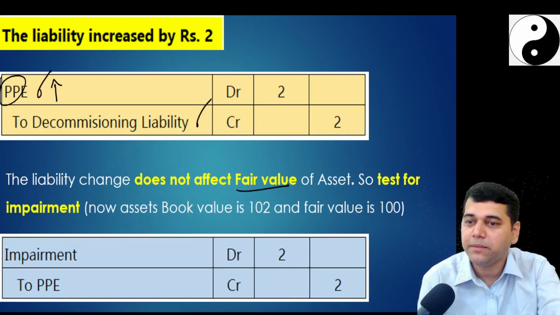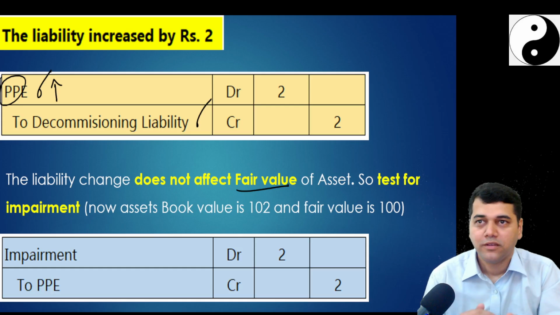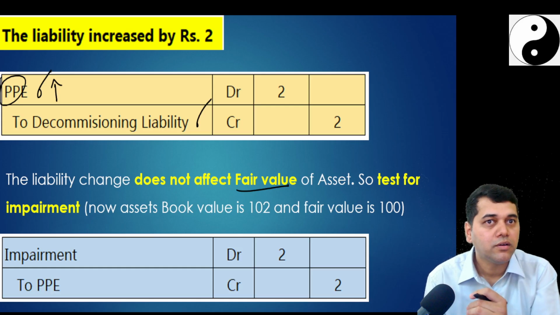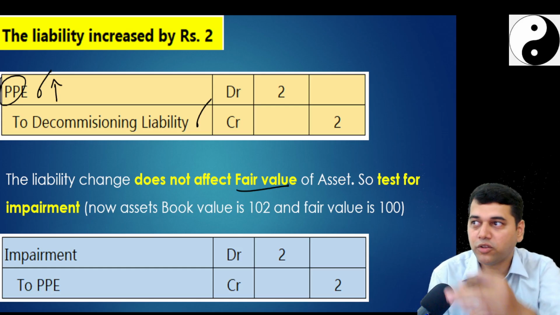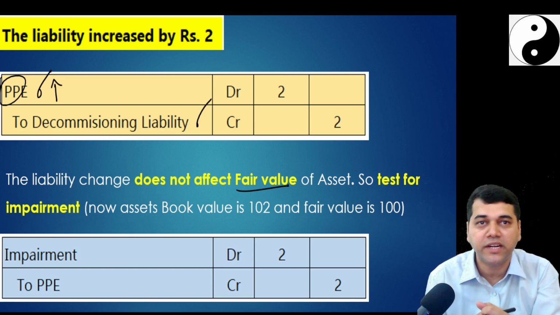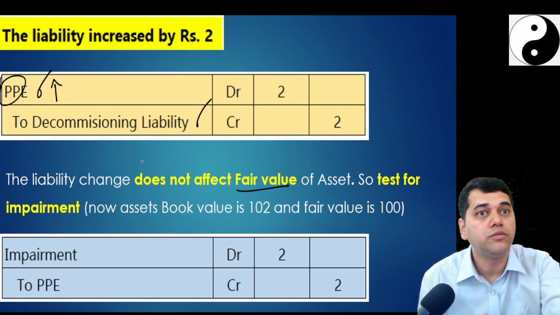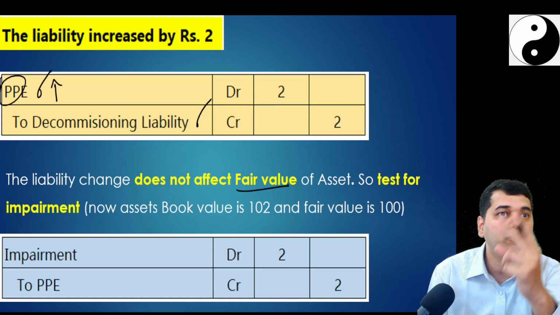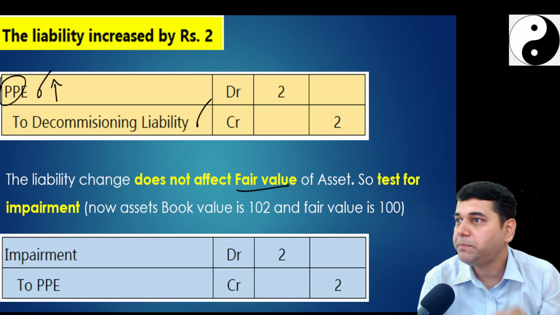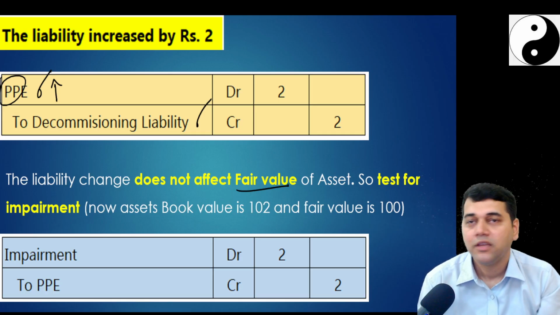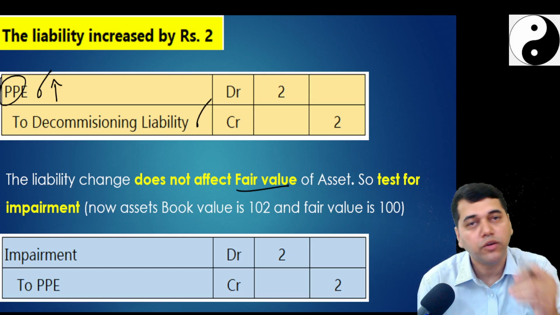So, since it remained 100, what is your book value? 100. Because after the revaluation, book value of the PPE became 100. Plus 2 you do, 102. What is the fair value? 100. So 2 is impairment, no? When the impairment comes, what accounting entry do you pass?